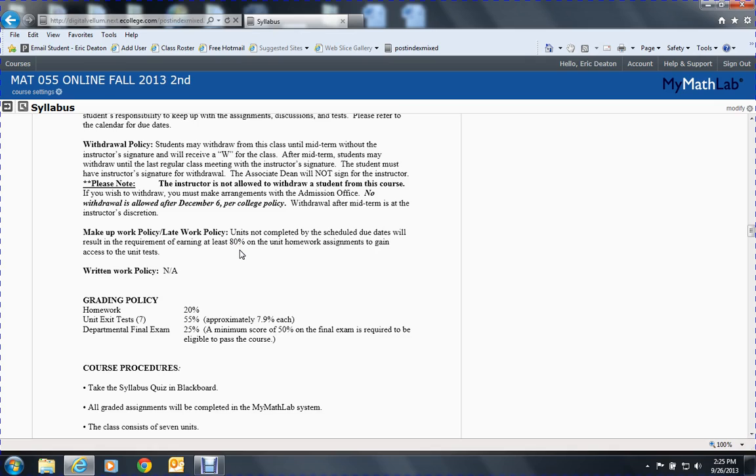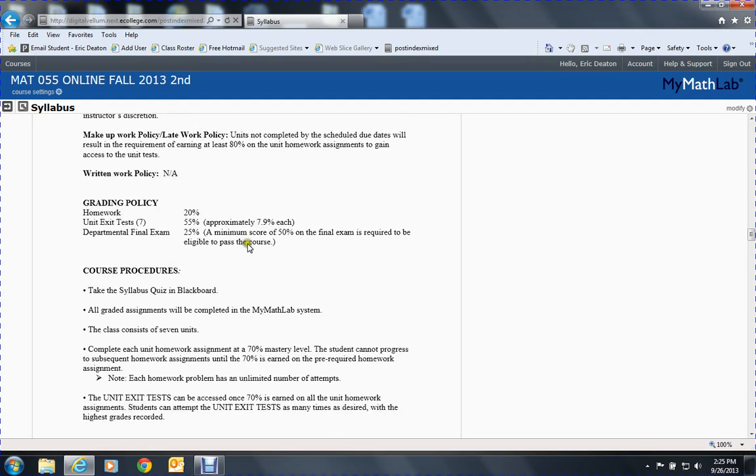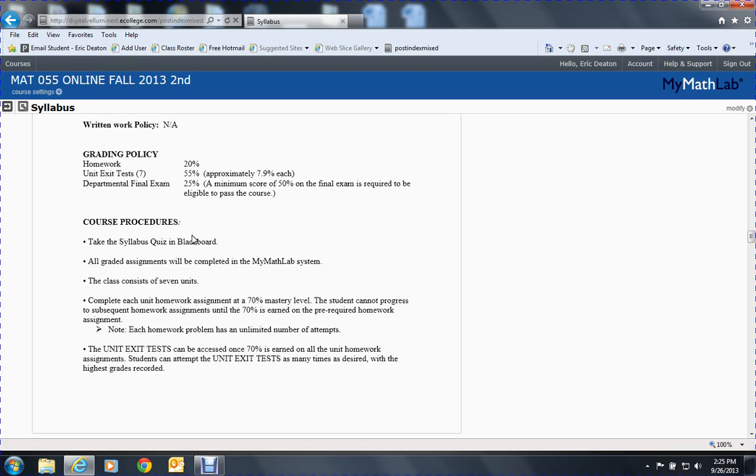If you miss or don't take an exit test on time, or if you want to take an exit test after its due date, 80% is required on the homework assignments. Homework is roughly 20% of the class grade. Since there's 7 tests and they're worth 55% each, they're worth approximately 7.9% each of your class grade. Final exam was 25%. We're going to go over the course procedures here in just a minute.